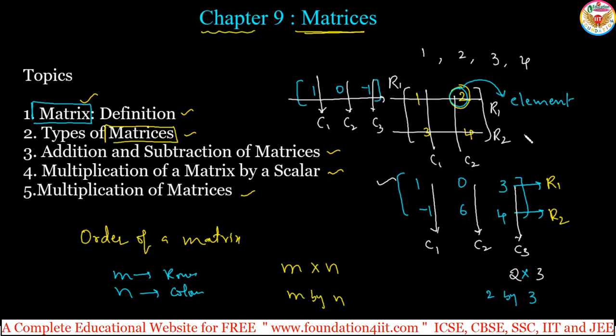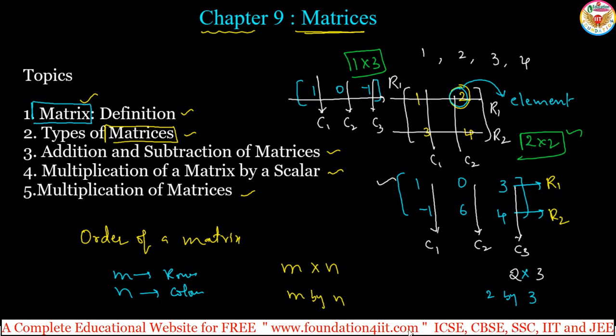Observe the other two examples. Here there are two rows, two columns. In this, only one row, three columns. But don't confuse this 1 into 3. This is 1 cross 3, but we read it as 1 by 3: one row, three columns. The meaning of the other is two rows, two columns. All the numbers given within the box are the elements of the matrix.